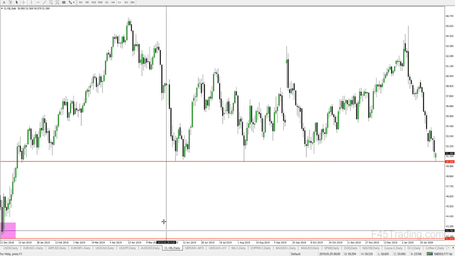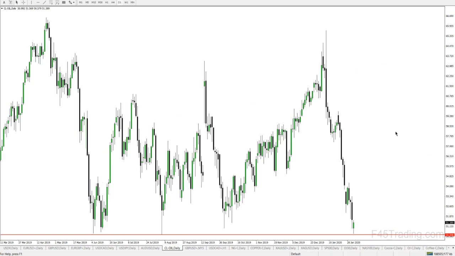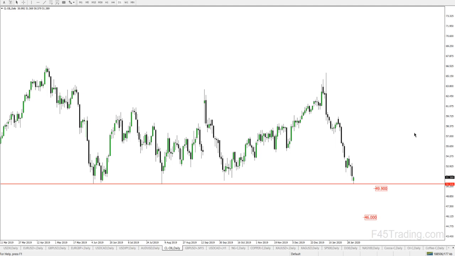Now, there's one other level that I'm looking at on the downside, and it's about 47.75. So I'll put it on the chart here if we start getting lower than 49.90. Okay? So that's about it. There was only one other thing.